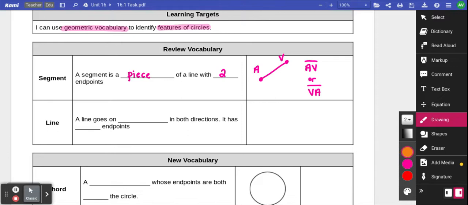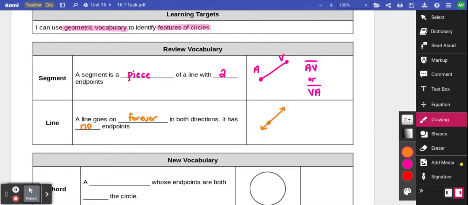The second vocabulary word I want to review with you is the word line. A line goes on forever in both directions. It has no endpoints. It just keeps going. So an example of the way a line would look is very similar to a segment, but instead of having dots and points at the end, endpoints, it's going to have arrows at the end. It tells you it keeps going forever.